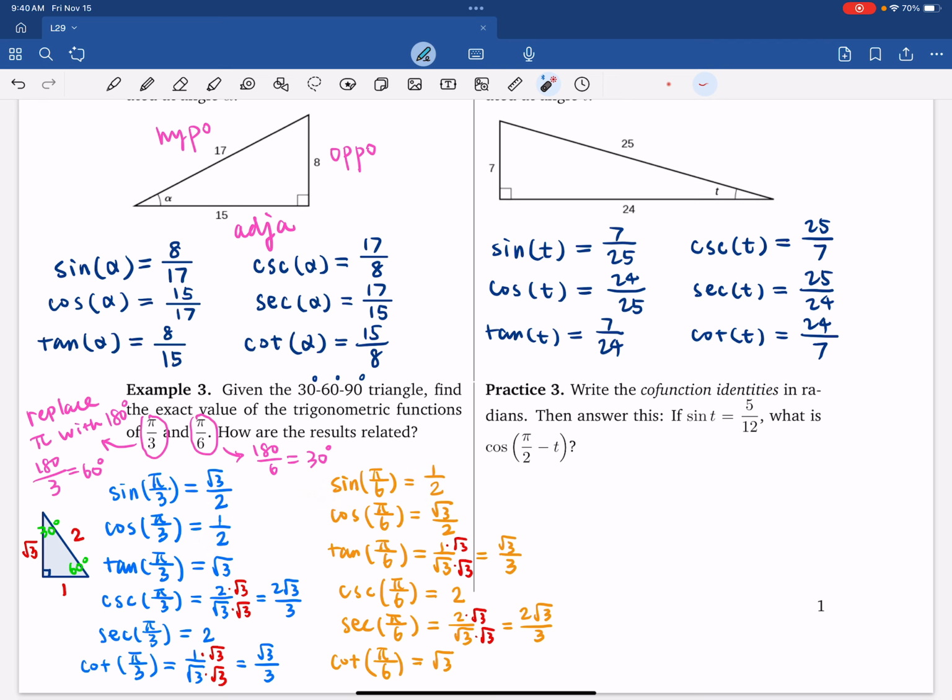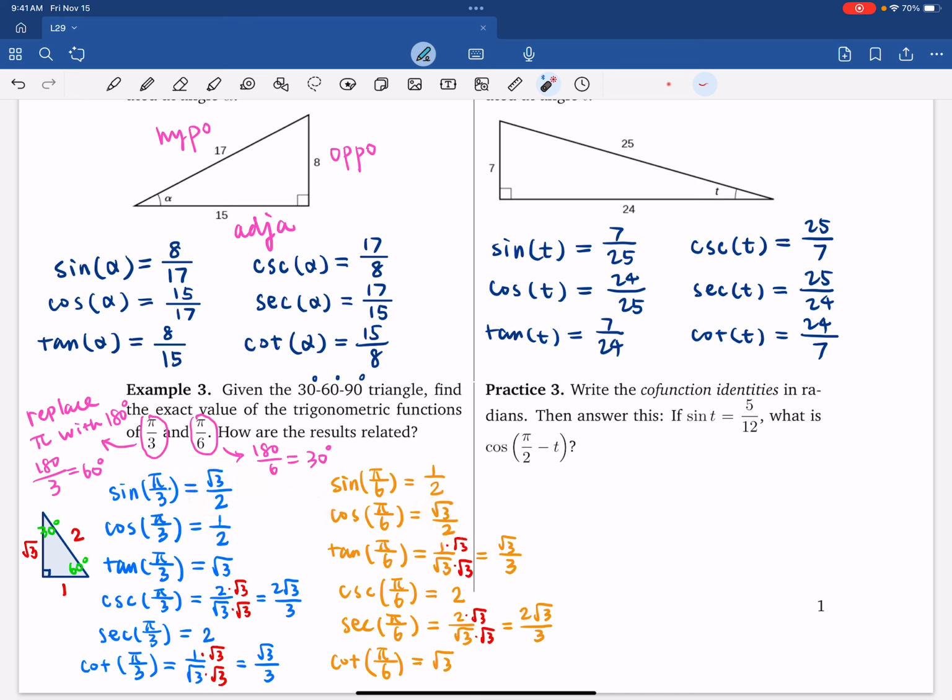And then let's do another one. Radical 3 over 2, for pi over 3, it's the sine. And then for pi over 6, it's the cosine, right? So they are the same. They are the same. And of course, you could find other ones as well.